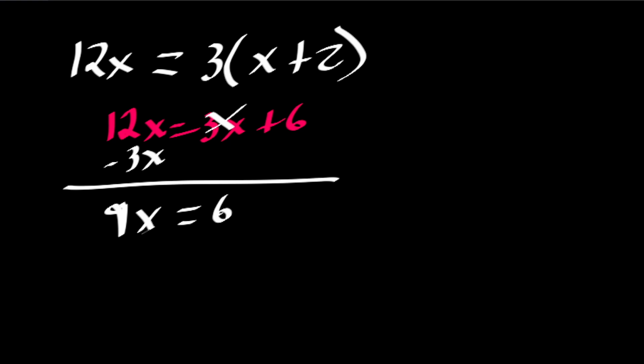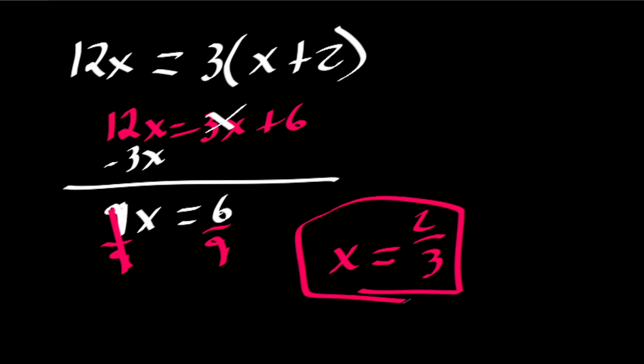And we're going to have another fraction, which is fine. So now we would divide by 9, divide by 9. X is going to equal 6 over 9, which would reduce to 2 over 3. So that would be our answer.